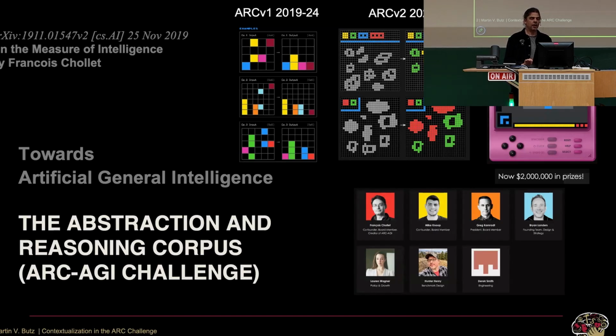But let's go back to the ARC challenge a little bit. In 2024, there were $600,000 in prize money. Nobody got it. Last year, 2025, we had ARC version 2, which was expanded and more complicated. And now we are on ARC version 3. Lo and behold, now we are at prize money of $2 million. So there is quite an interest.